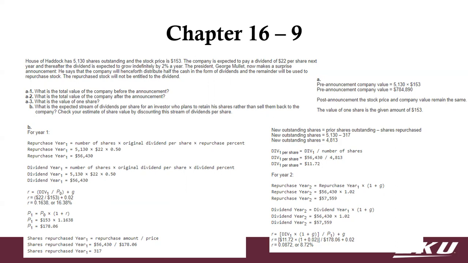And so you take the dividend at time 1 divided by the price at time 0 plus the growth rate, and that'll give you the overall return. The price at time 1 we calculate based on the price at time 0 growing at that rate. Okay, and then we can calculate the number of shares we repurchase. So there'll be fewer shares the next year. The dividend gets split over the fewer shares.